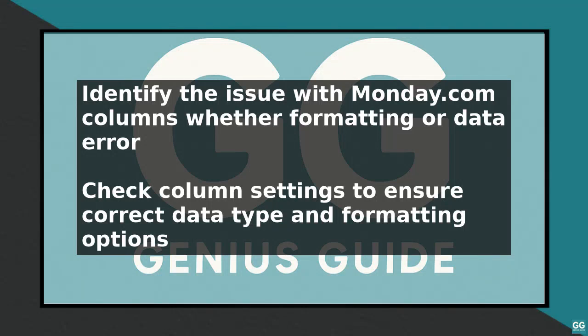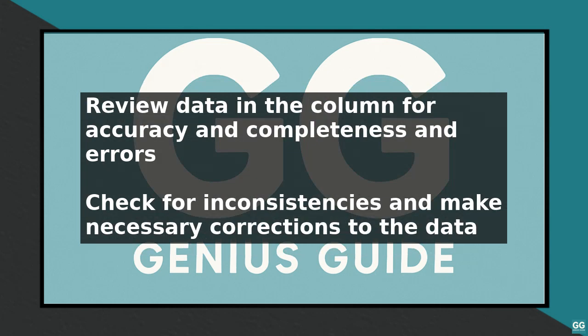To troubleshoot Monday.com columns, start by identifying the issue you are experiencing, whether it is a formatting problem, a data error, or a visibility issue. First, check the column settings to ensure that the data type is correct and that the formatting options are set as desired. For example, if you are using a date column, make sure the format is set to the correct date format. Next, review the data in the column to ensure it is accurate and complete. Check for any errors or inconsistencies, and make any necessary corrections.